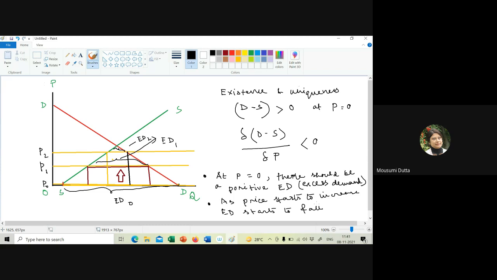Okay. So now check whether you are understanding the two requirements for existence and uniqueness of the equilibrium, or is there any part which I need to repeat?